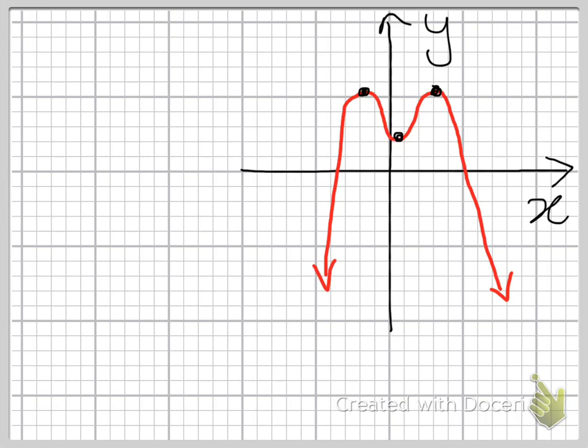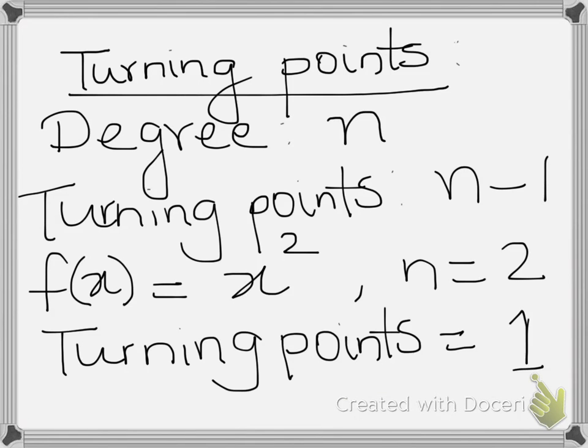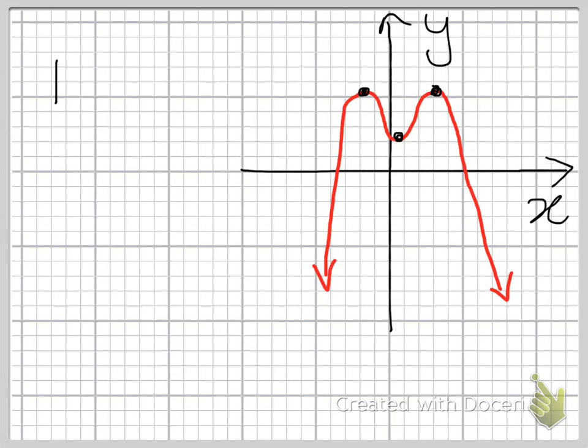Now let's look at the graph that we see here on the screen and see if we can identify some properties. So one of the first things we try to see is, based on the shape of the graph, if we can tell what the degree of the polynomial would be.